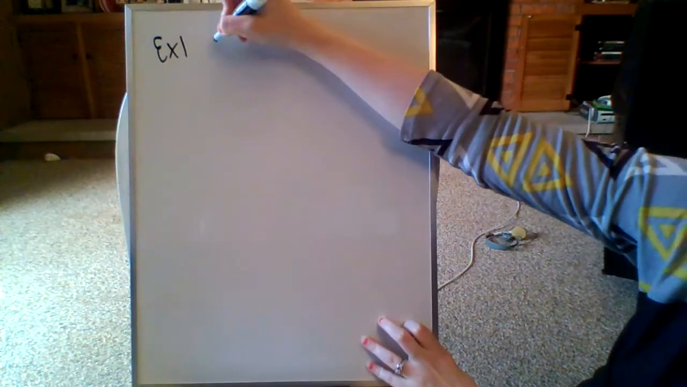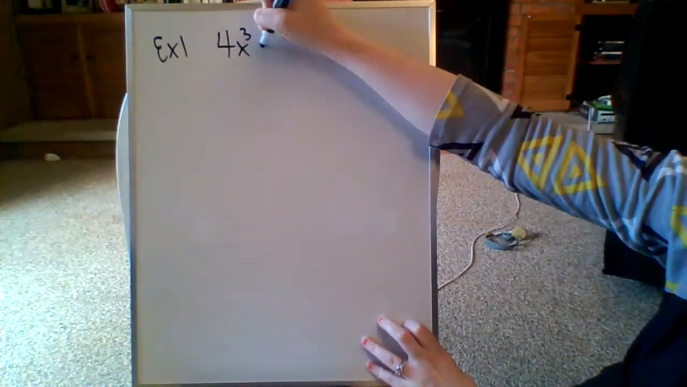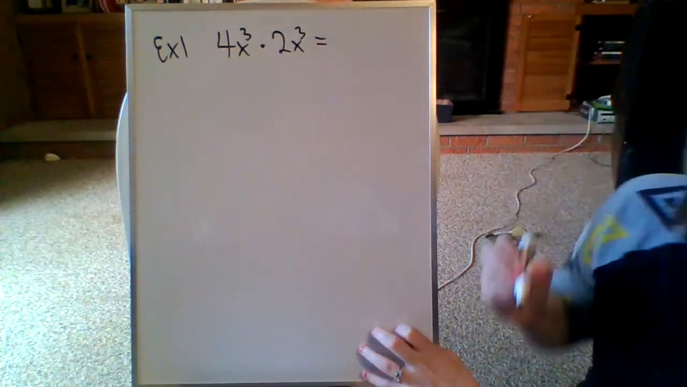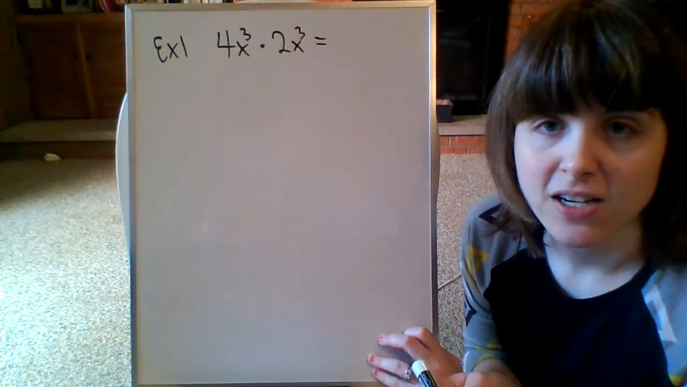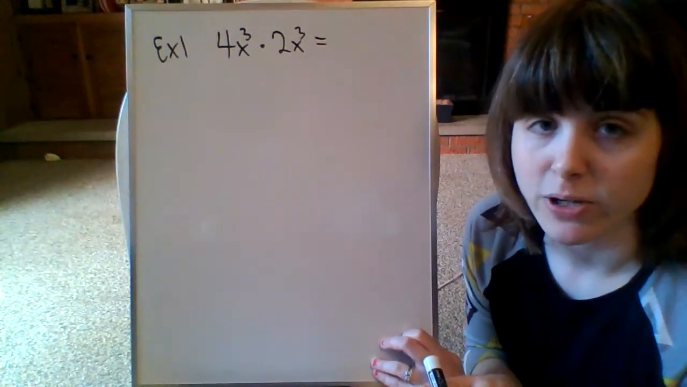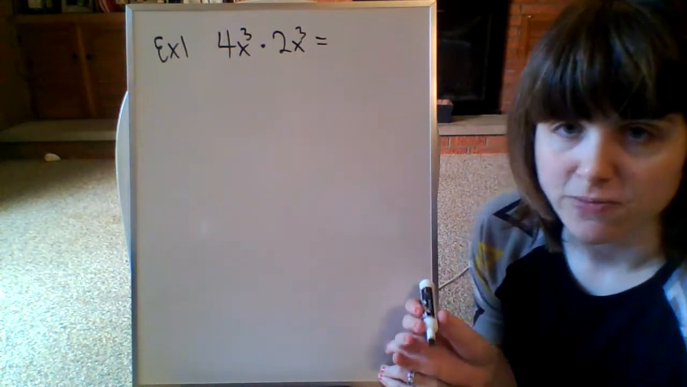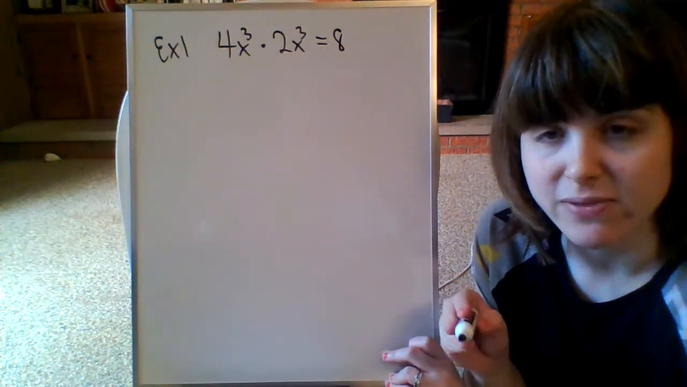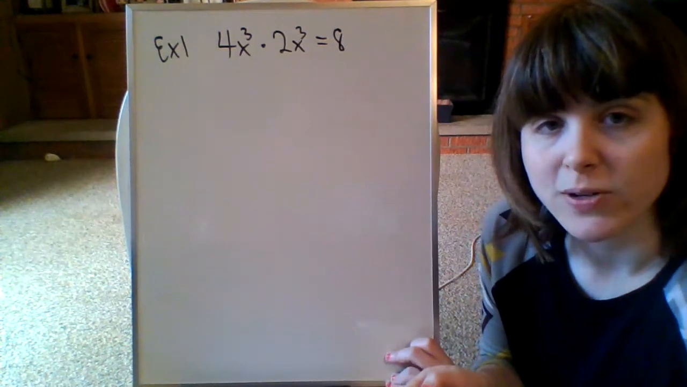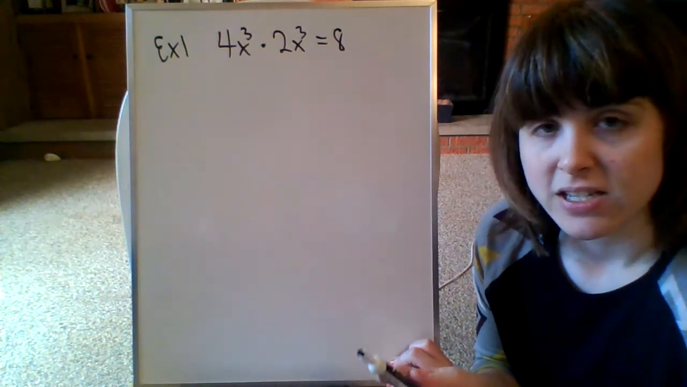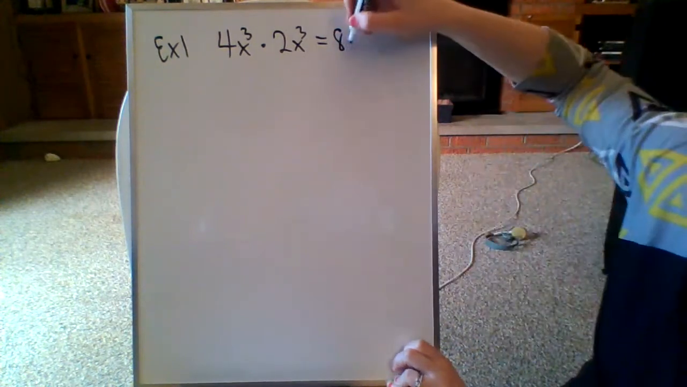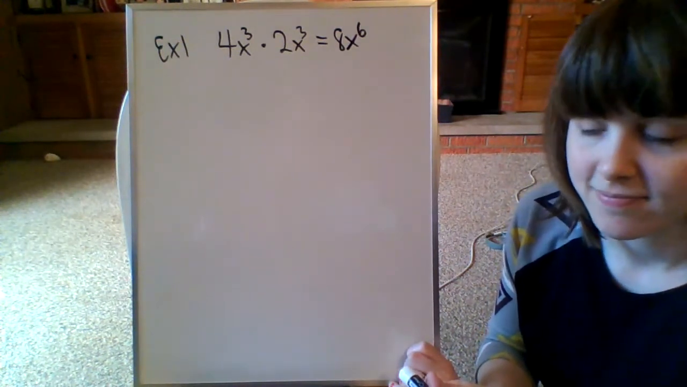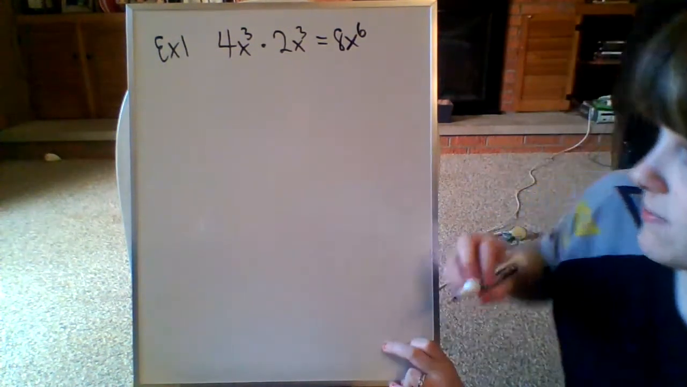Alright, so the first example, we're going to simplify 4x to the third times 2x to the third. So when you have a problem like this, we're going to take the numbers in the front, the 4 and the 2, and we're going to multiply them. So what is 4 times 2? 8. Then with these exponents, since the base for both exponents is x, we're going to add 3 plus 3. So we're going to have x to the 6th. Like that. And that's the answer. That's example 1. So hopefully that seemed pretty easy and familiar.